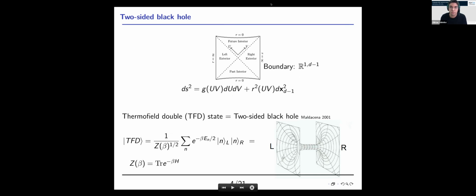Let me see if I can use a pointer here. Okay, no, this is not a pointer. Sorry. I can see your mouse. You can see my mouse.